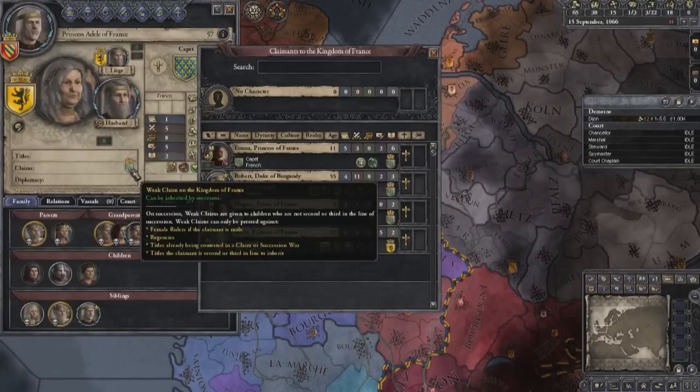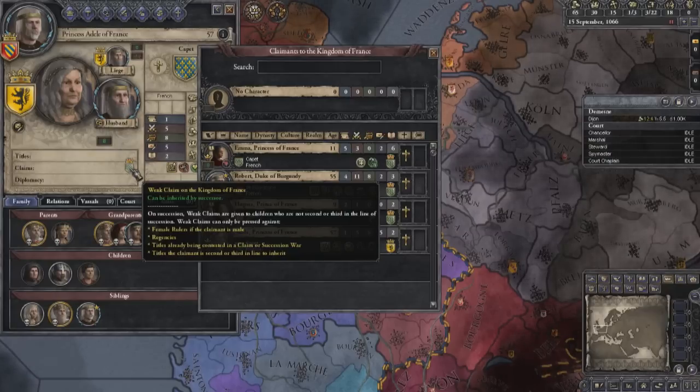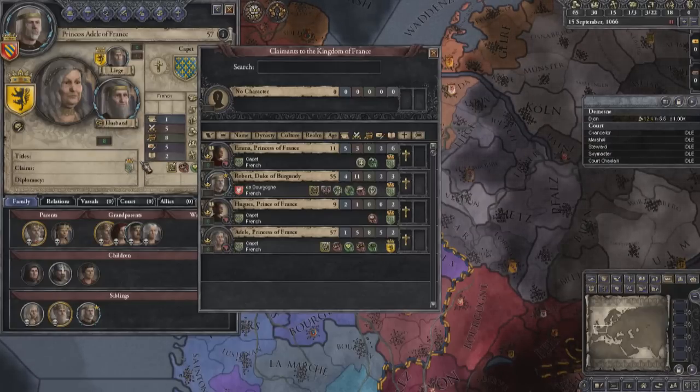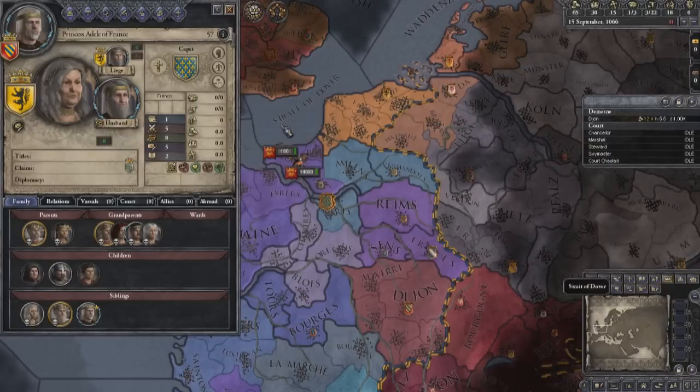It can only be pressed if the ruler is female and the claimant is male, if the ruler of the claimed title is in a regency, if somebody is already claiming the title, or if the claimant is second or third in line to inherit.